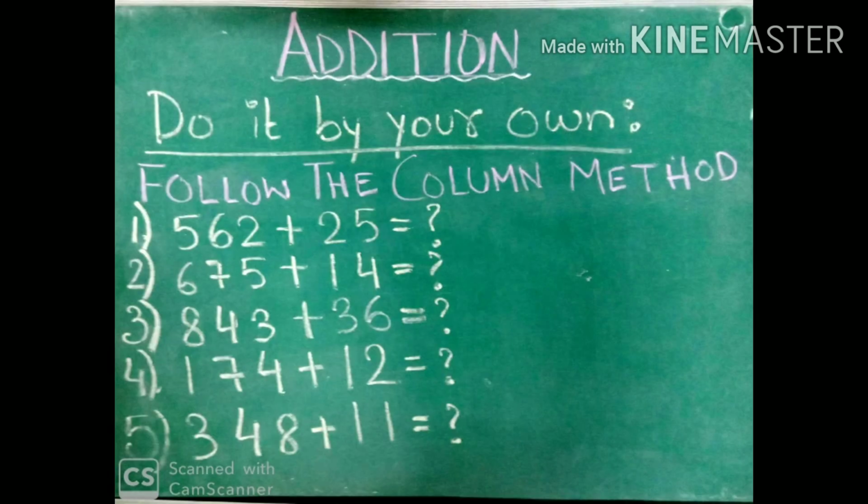Do it on your own. Follow the column method. 562 plus 25 gives us what? Second number, 675 plus 14 gives us what?